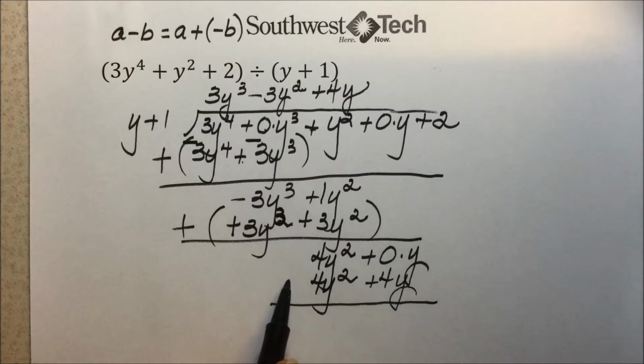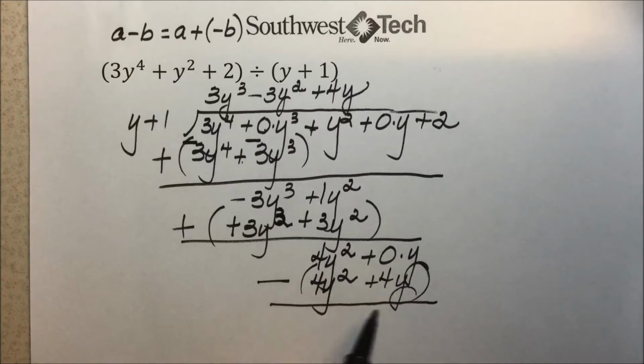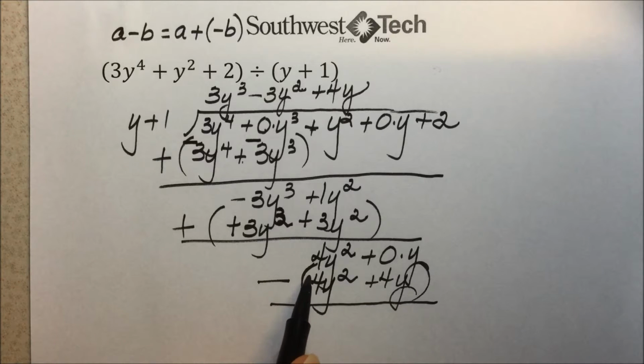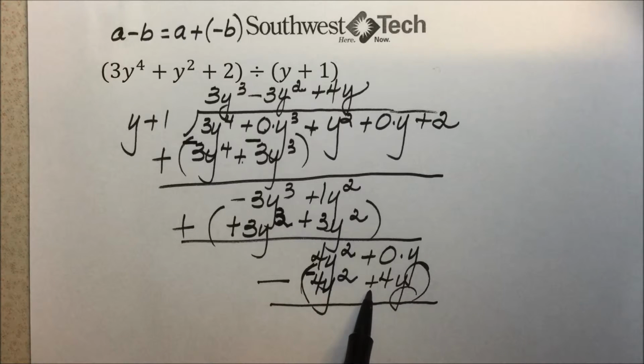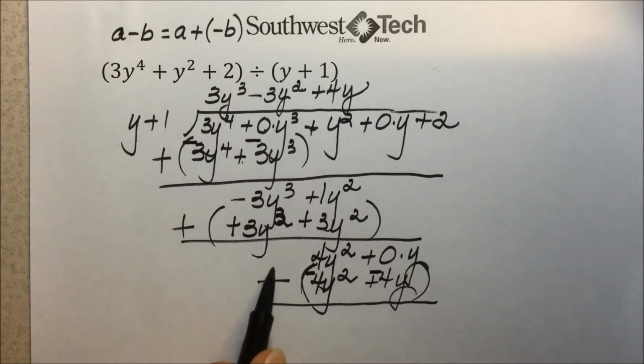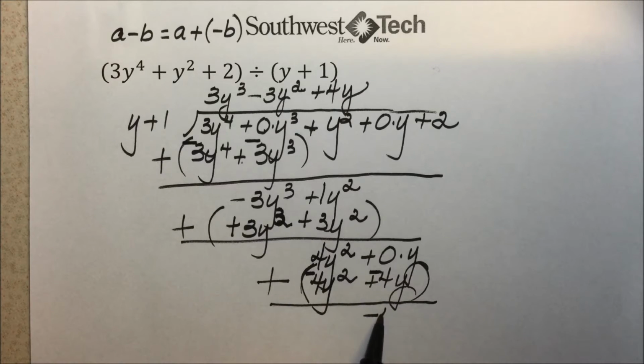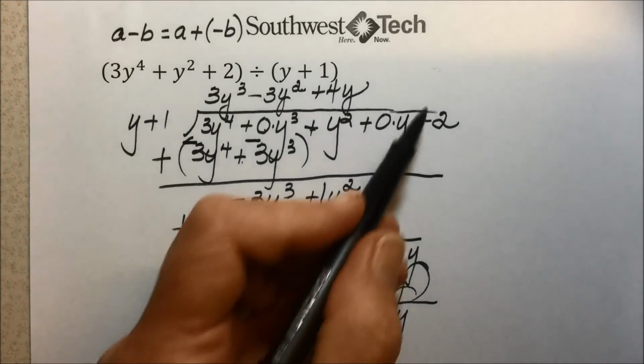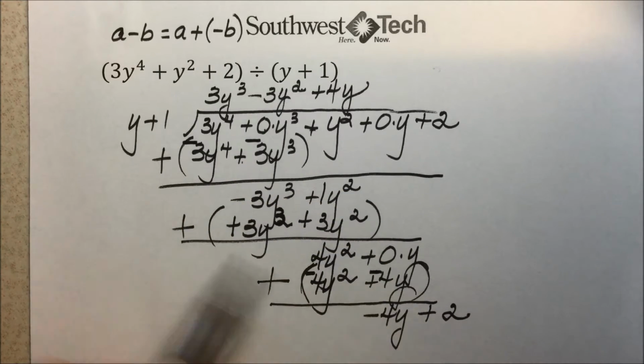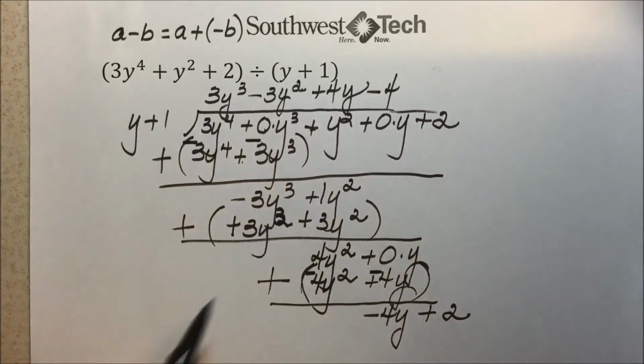We are now ready to subtract, but we're not going to subtract this whole quantity. Instead, we're going to change the sign to the opposite. So our 4y squared becomes a negative, our plus 4y becomes a negative, and then add. 4y squared plus negative 4y squared are gone. That's the whole idea. And 0y plus a negative 4y is a negative 4y. We're ready to bring down our last term and go back to the top. y times what gives us negative 4y? We have the y, but we need a negative 4.